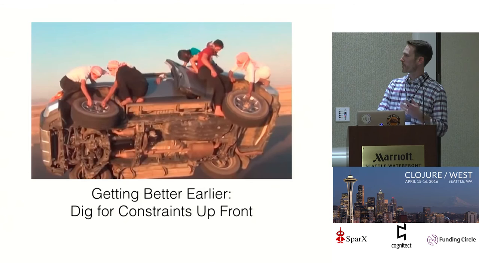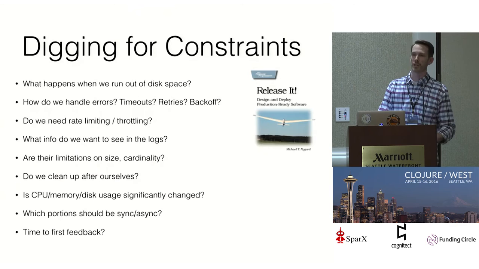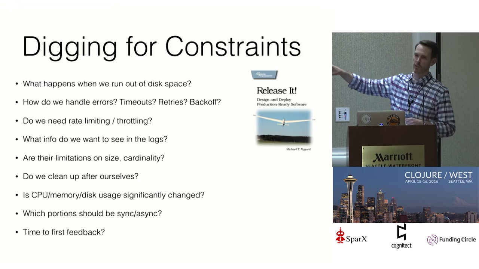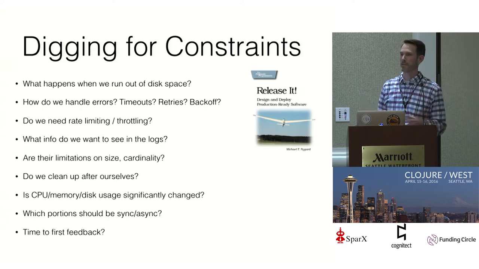So I'm calling getting better earlier, digging for constraints up front. And I mean, the basic idea here is just being realistic and thinking about, I'm writing a feature, and you don't have to read all those points. That's just a list of stuff that can go wrong, right? I think we could probably all come up with lists of stuff that can go wrong pretty fast.